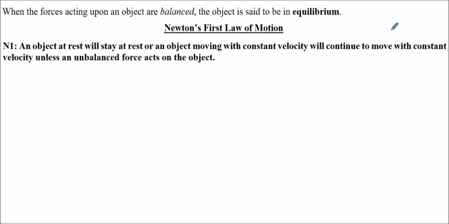So, when the forces acting upon an object are balanced, the object is said to be in equilibrium. So an object could be moving and be in equilibrium as long as it's not accelerating. So, what's Newton's first law of motion? What Newton said, in words to this effect, is: an object at rest will stay at rest, or an object moving with constant velocity will continue to move with constant velocity unless an unbalanced force acts on the object.